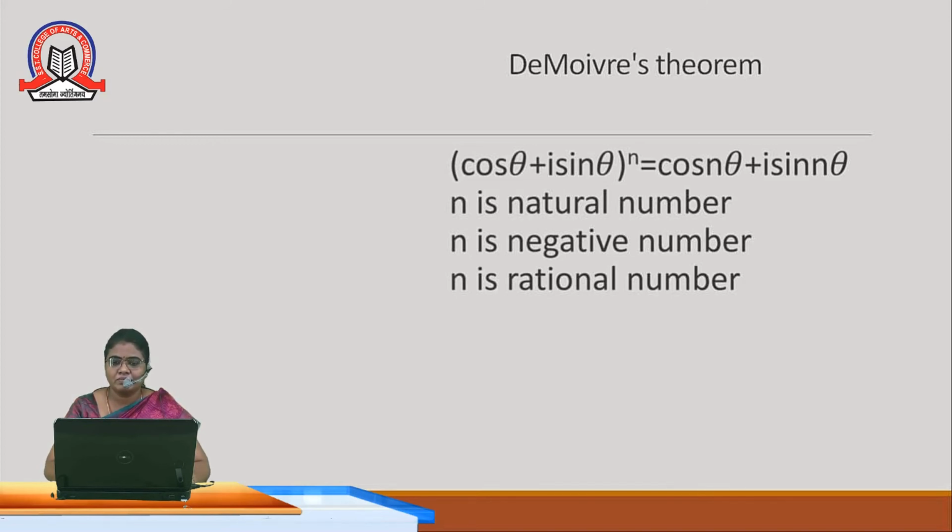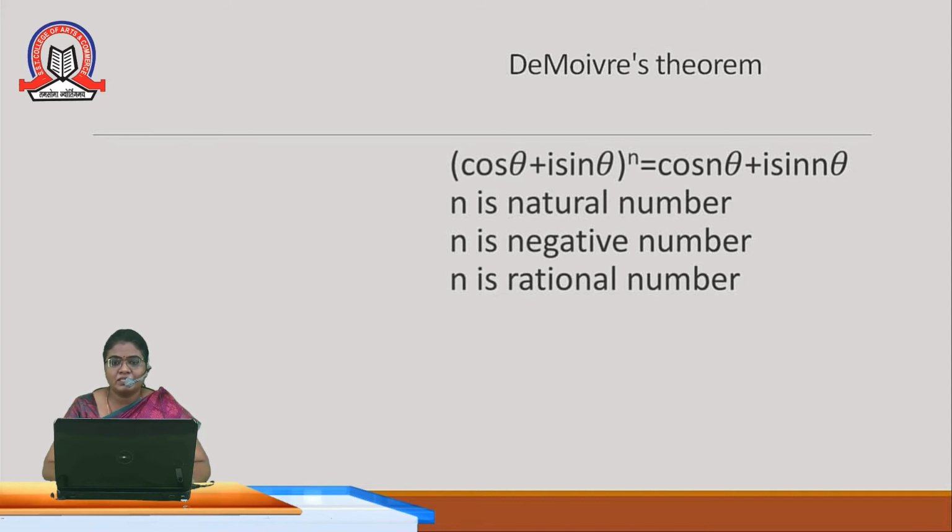What is De Moivre's theorem? If any complex number is there, cos theta plus i sin theta is the polar form. Taking its power to n, taking any power of the complex number, we use De Moivre's theorem. Using that, we get the result cos n theta plus i sin n theta.